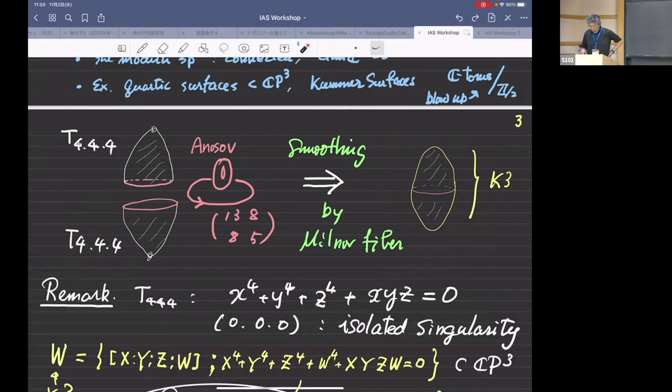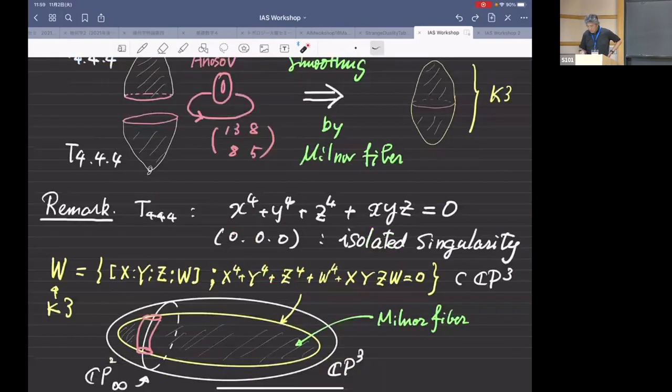But also you can homogenize this polynomial into four variables like this. So if you consider the Milnor fiber, you replace this zero with one, for example, one or minus one. And then if you homogenize the equation, you get this equation on CP3. So in CP3, this quadratic equation gives you a K3 surface.